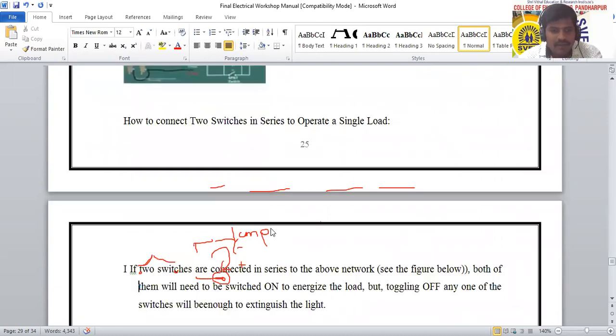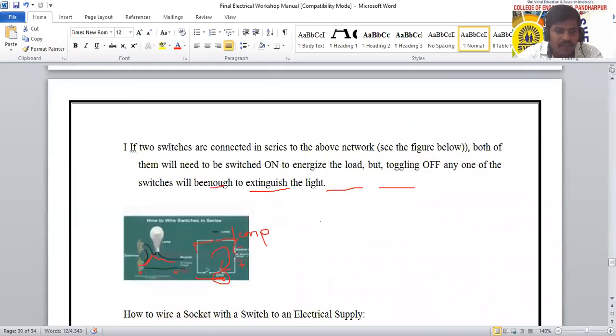Okay, now the next one is how to connect two switches in series to operate a single load. The previous one was connected in parallel. Now we want to connect it in series. See, if two switches are connected in series to the above network, both of them will need to be switched on to energize the load.